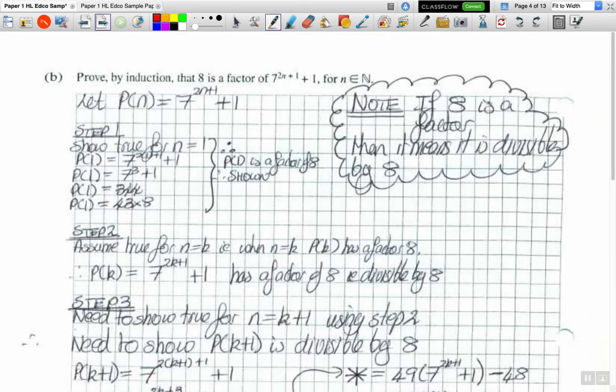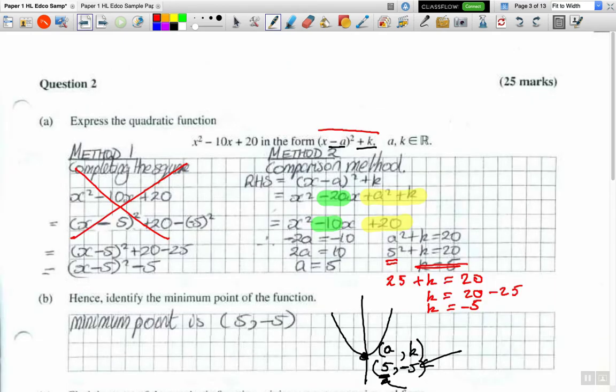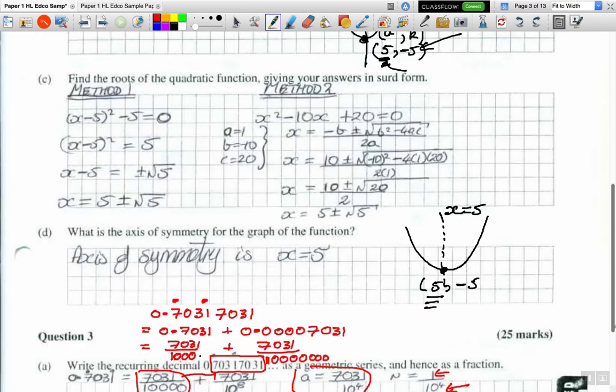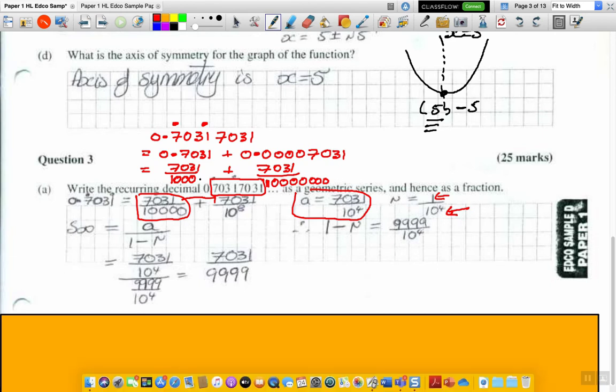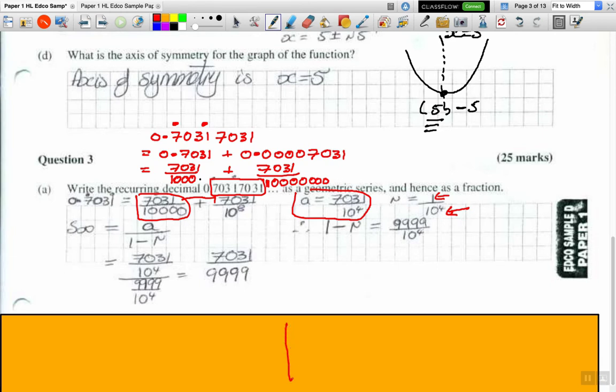Right, going to the next page. That's question 3, part A.